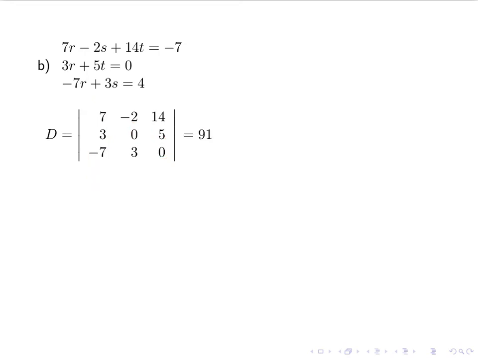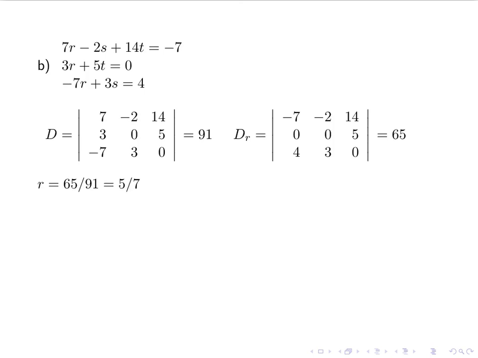So D, you should be getting 91. And then we set up D sub R, so my R column gets replaced by my right-hand side. And if I do this out, I should be getting 65, which gives me that R is 65 over 91, which is 5/7.